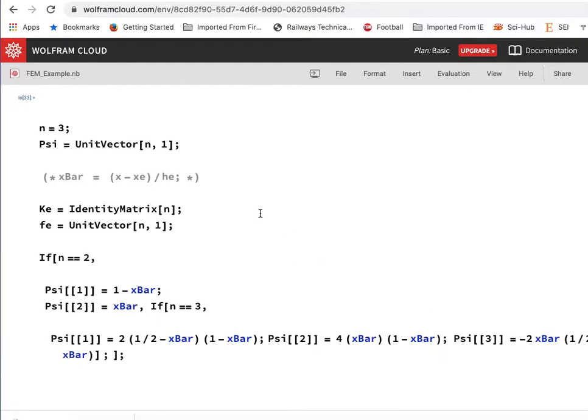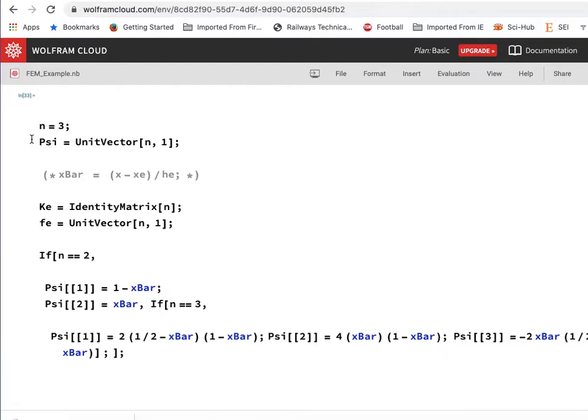So all right, what I'm going to do is I have written a Mathematica code here in order to generate the element stiffness and element force vectors based on your choice of whether you want to go with linear interpolation or quadratic interpolation within the element.